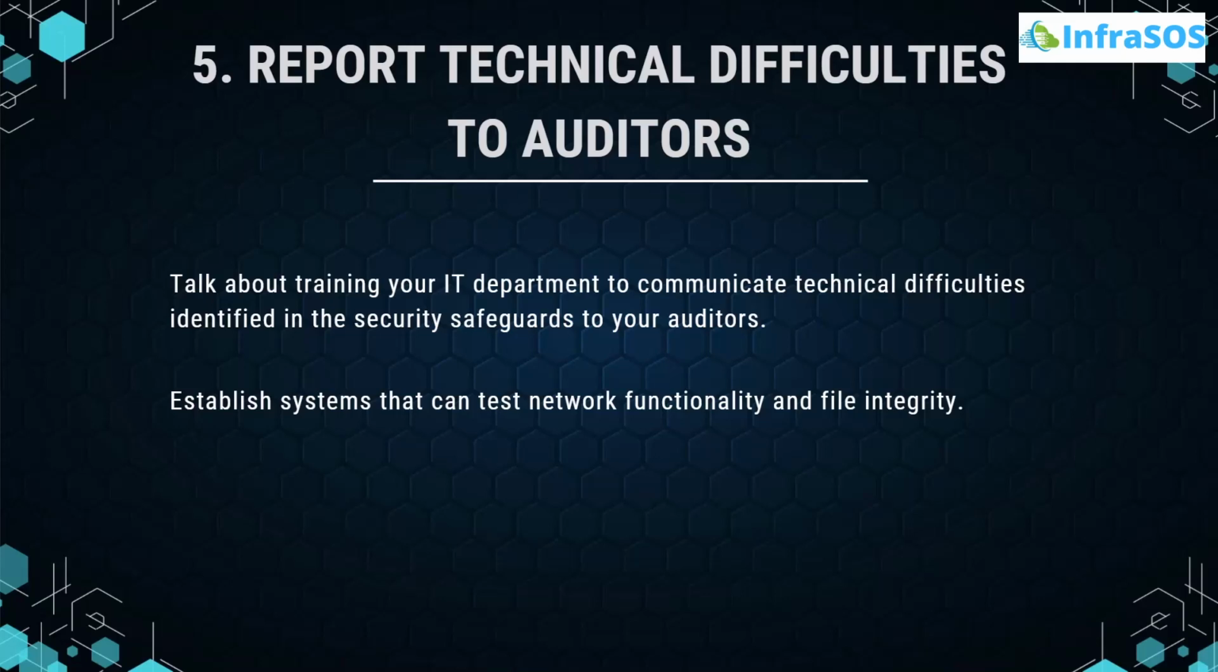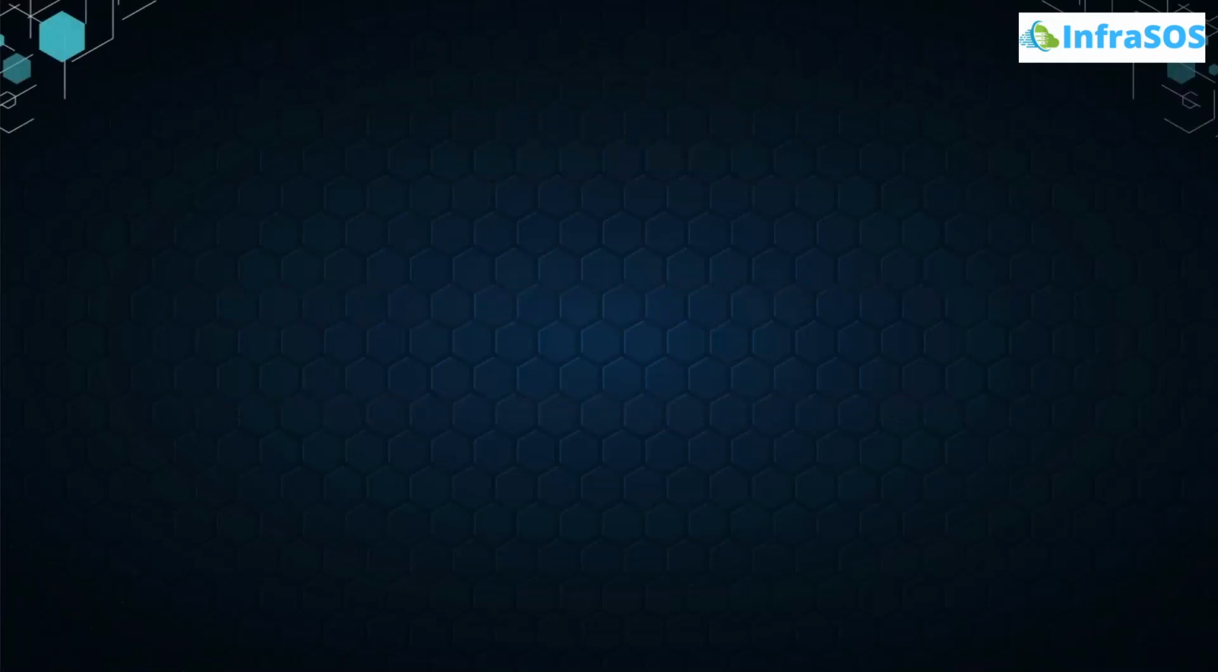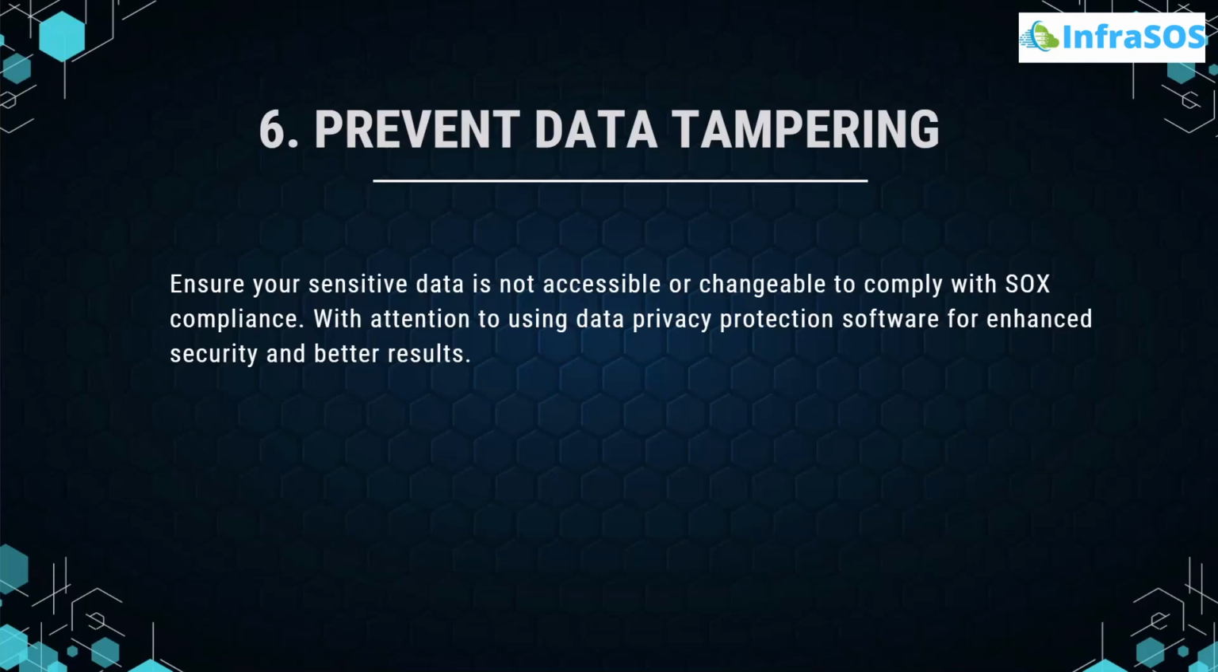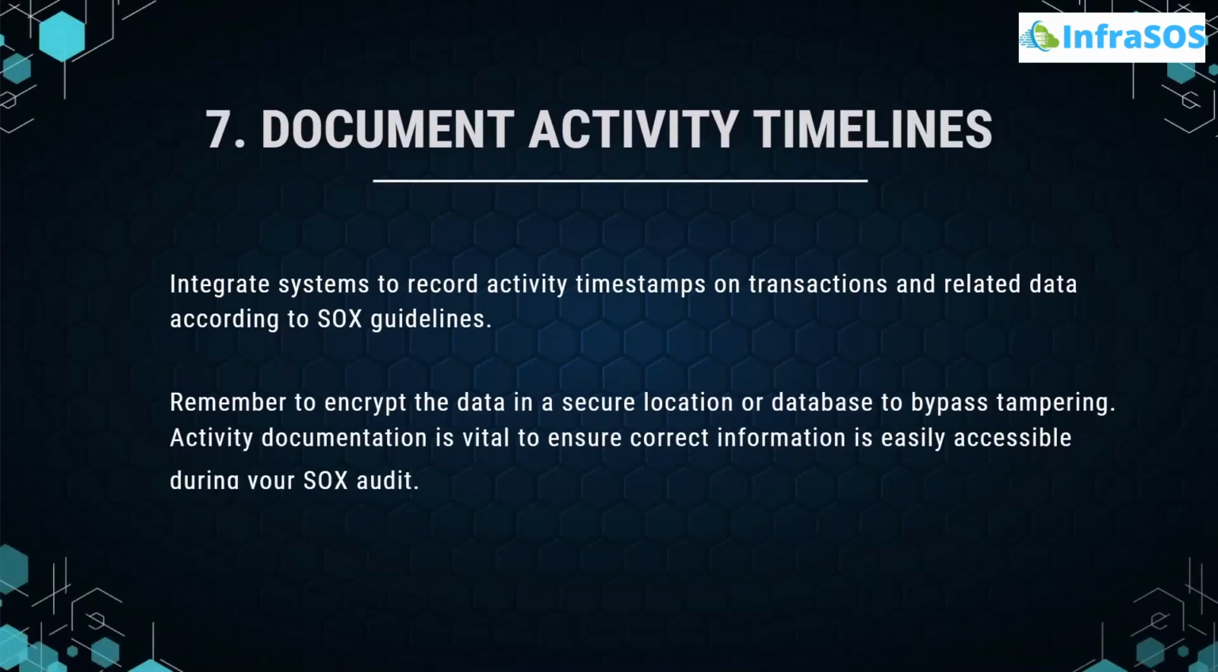Number 6 in the checklist, we have preventing data tampering. Well, you just have to ensure that your sensitive data is not accessible or changeable to comply with the SOX compliance. Now this includes attention to using data privacy protection software for enhanced security and better results. Number 7 in the checklist, we have documentation of activity timelines. We'll simply integrate systems to record activity timestamps on transactions and related data according to the SOX guidelines. And remember to encrypt the data in a secure location or database to bypass tampering.